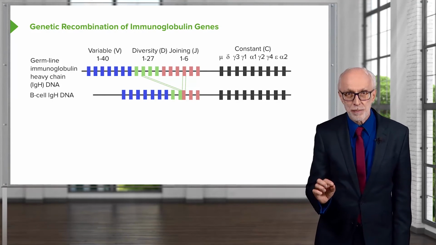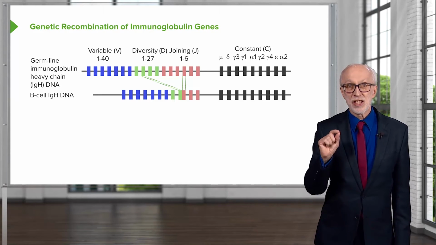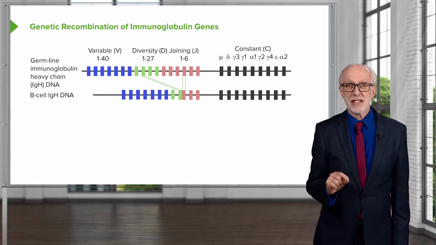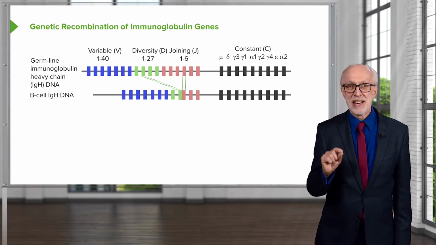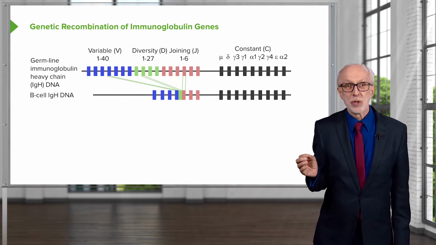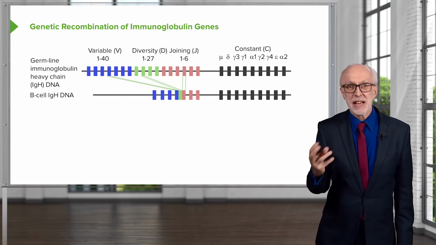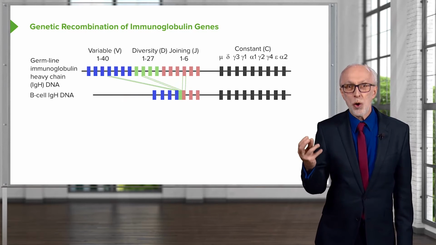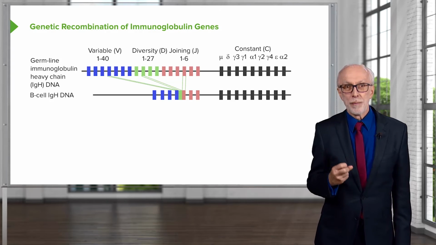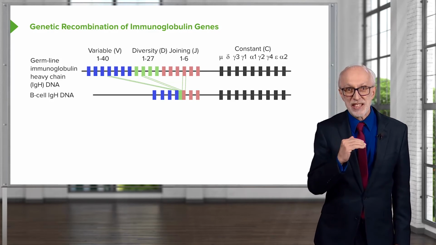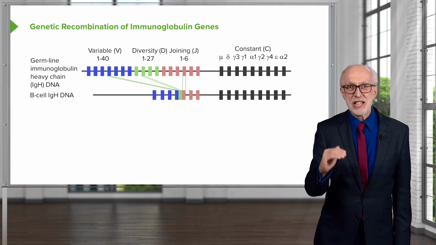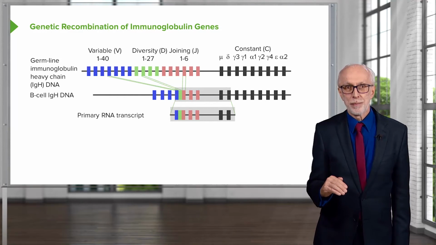That's the first stage. The second stage is to select one out of the 40 variable segments and place it next to the already recombined D and J segment. So this B cell decides to use V4 and places it next to the already recombined D2 and J4. So in this B cell, you'll have a continuous stretch of DNA that is V4, D2, J4.